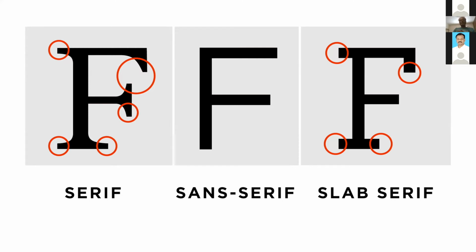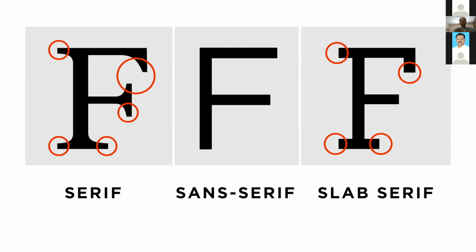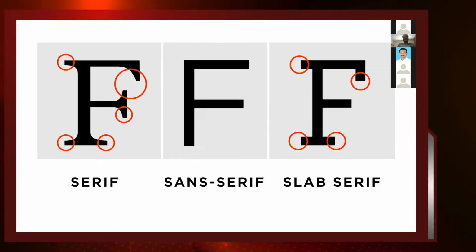Now, in the picture, if you see, serif is what we call the tail or feet. At the bottom of the letters, you will see the small extended feet that is added. In sans serif, this feet is not there. The feet or the tail is not provided. And there is something called slab serif also. It's a variation of serif where the feet is very flat.